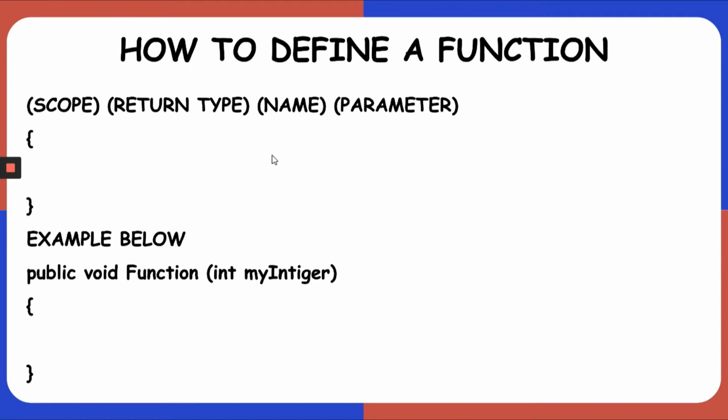Now this is how to define a function. First you write the scope, then you write the return type, then the name, and then inside of these brackets you write the parameter. So this is an example. This has the scope of public, the return type of void, and the name is just function, and it has a parameter called myInteger, which is type integer.